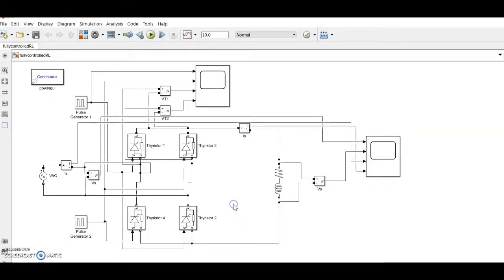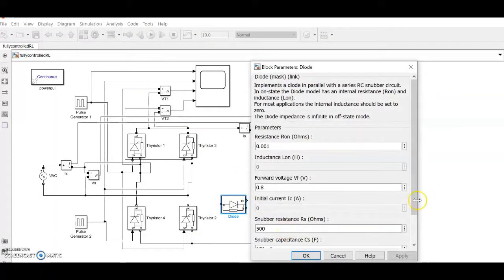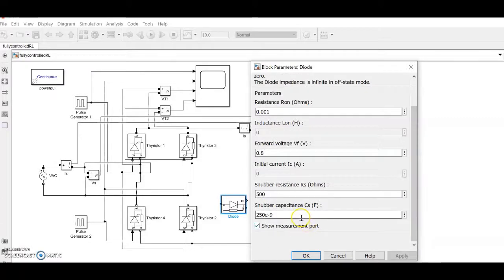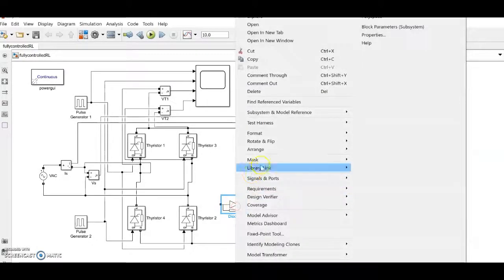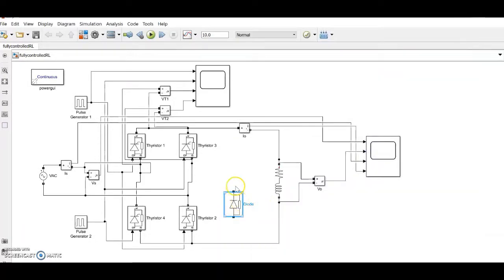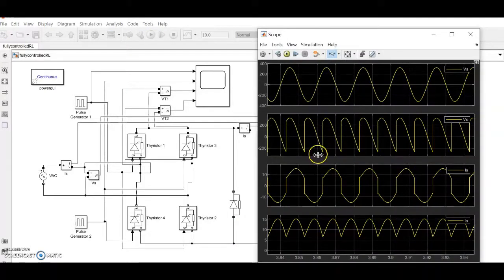Now we will add a diode, the freewheeling diode, at the output side. We'll rotate it. This was the output voltage waveform. We have given an alpha corresponding to 0.003, or 3 millisecond time. The waveform is like this.